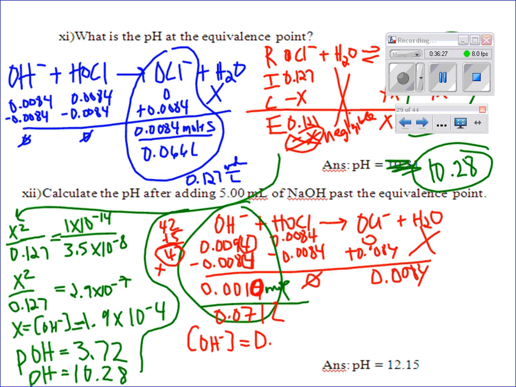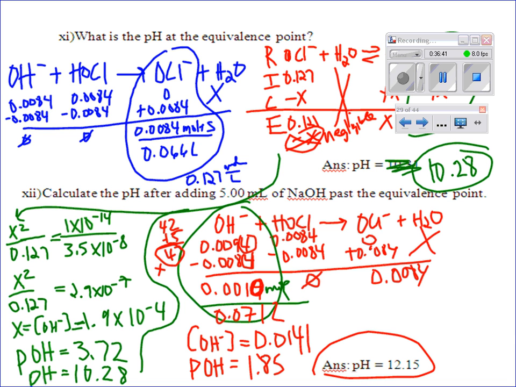of 0.0, gosh, that is really, really basic. And then taking the negative log of that, pOH comes out to be 1.85. And when you subtract, that worked out. Don't know why the other one wasn't right and that one was, but.